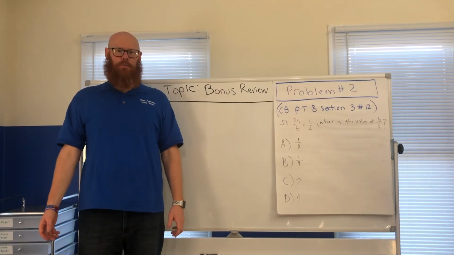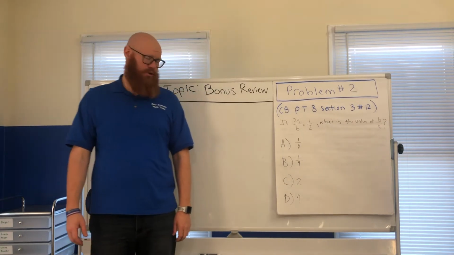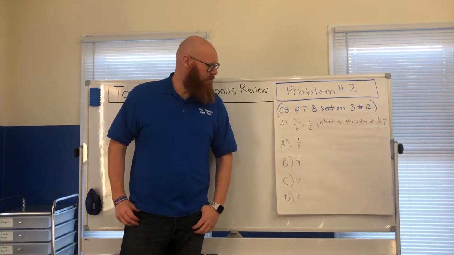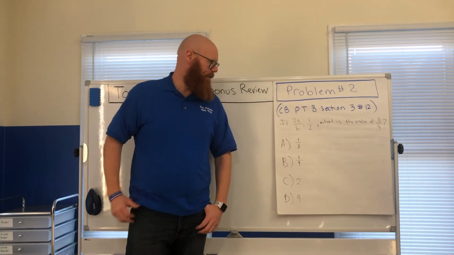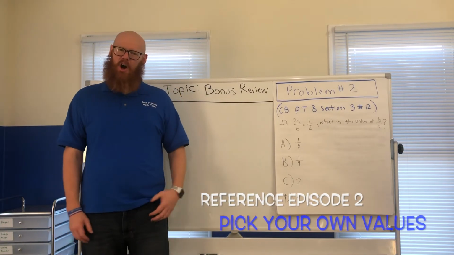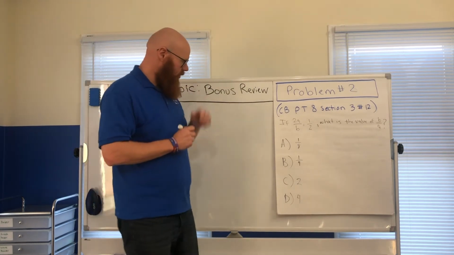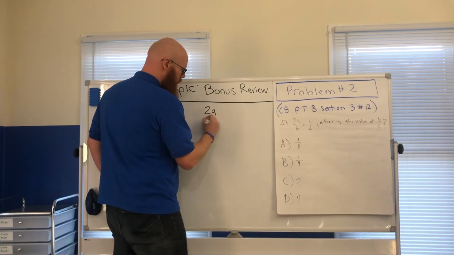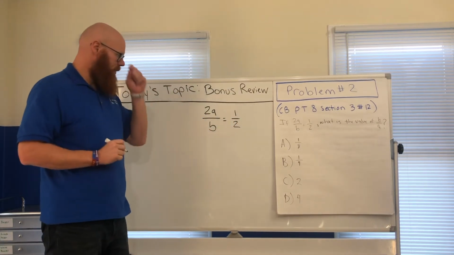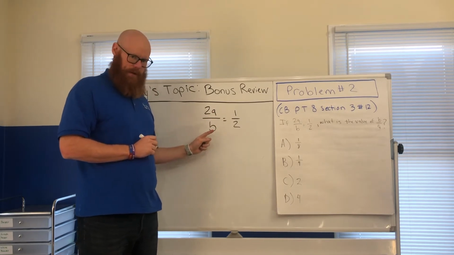All right, now on to problem number 2. College Board Practice Test 8, Section 3, number 12. If 2a over b equals 1/2, what is the value of b over a? This is a callback to episode 2 where we pick our own values. And what I would say is, let's look at our 2a over b equals 1/2. Well, I want to pick nice, easy values for a and for b.